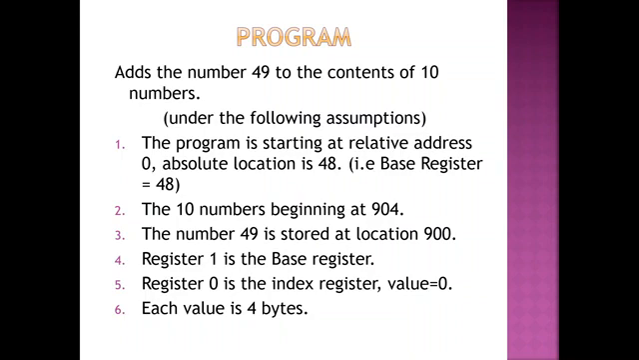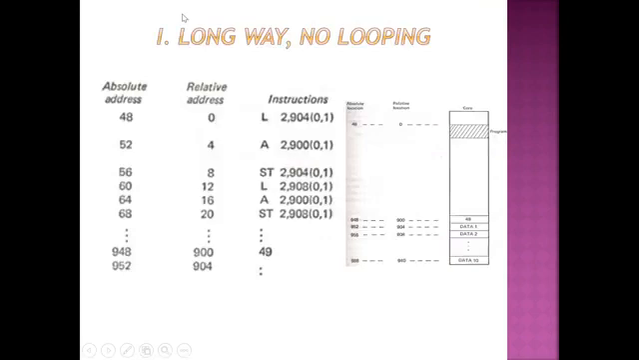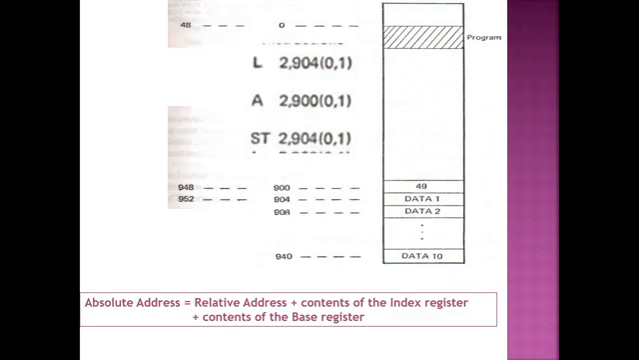The first assumption is that the program is starting at relative address 0. This is the program, you can see here. This is going to be your absolute address. Wait a minute. There are two addresses: a relative address and an absolute address. The relative address is the address at which we are writing the program. This is going to be your absolute address.